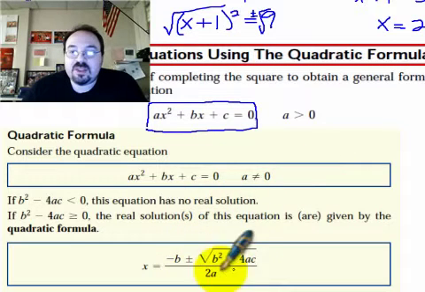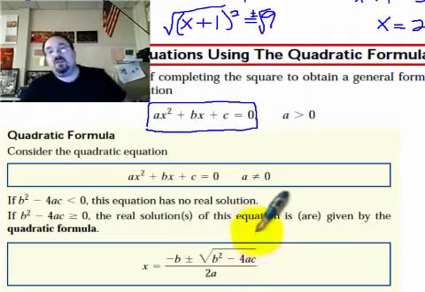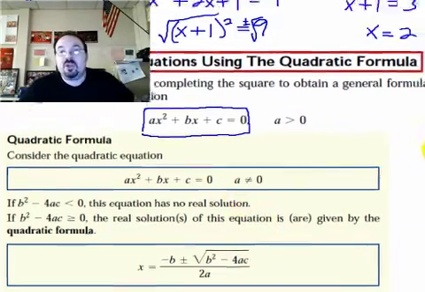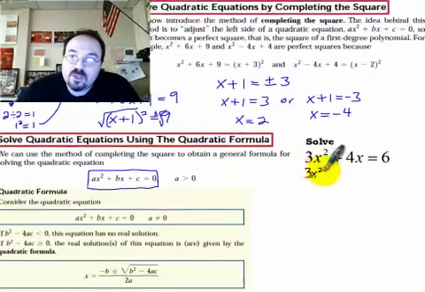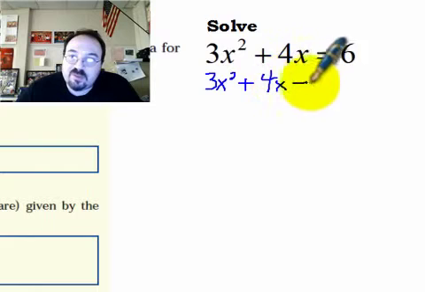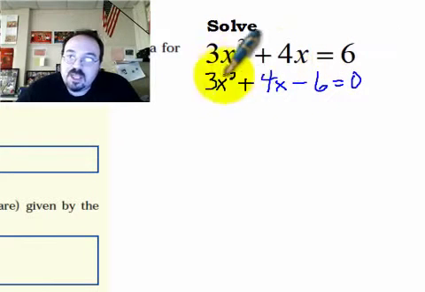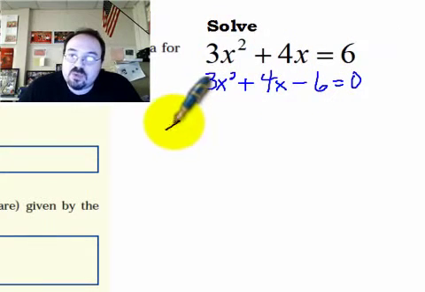And depending on what the thing under the square root part is, you may have no solutions, or one solution, or two solutions. So let's solve this particular problem. I have to get it in standard form, so I'm going to subtract 6 from both sides. And then I can do the quadratic formula.